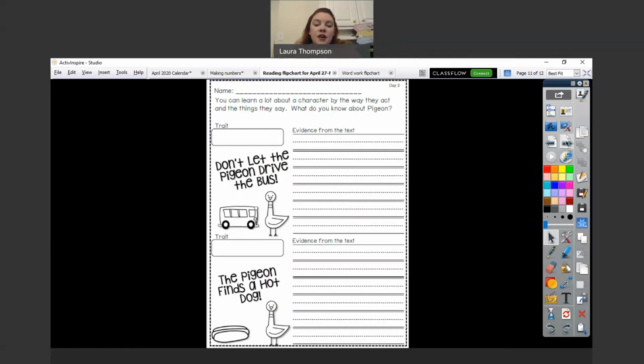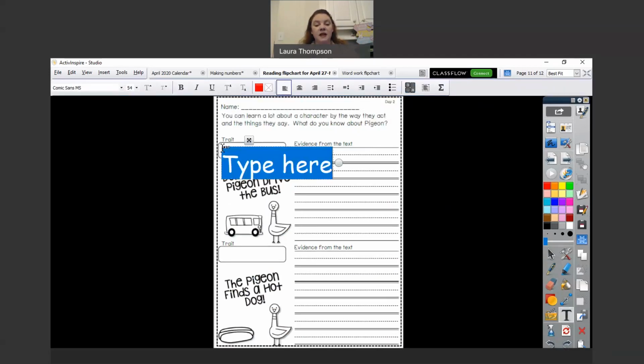Well, in the book, Pigeon is a word that I use, and I've used it with some of you guys too. The word is persistent. Persistent. It means to keep at it, to keep going, to keep doing. He was very persistent. What was he persistent with? He wanted to drive the bus. The whole book is about him trying to convince us to drive the bus. So he is persistent. So I'm going to come up here and put that trait. I'm going to make it smaller. So I'm going to say persistent.